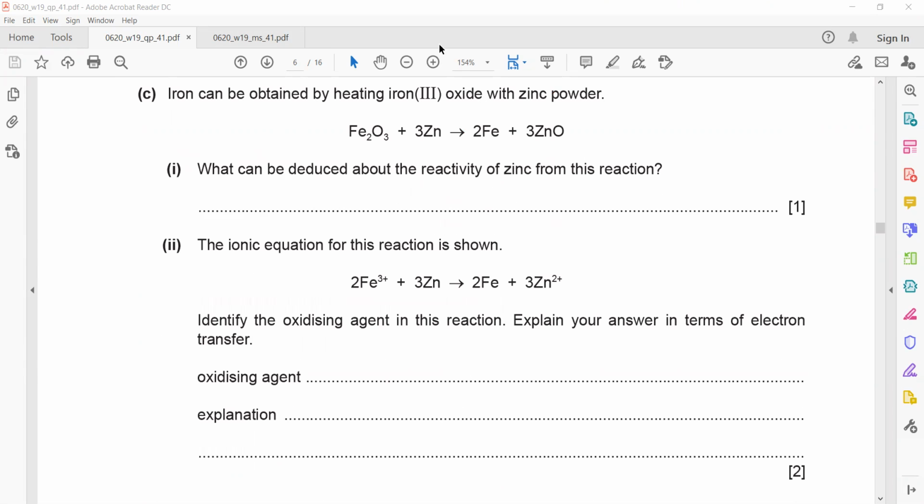Iron can be obtained by heating iron 3 oxide with a zinc powder. What can be deduced about the reactivity of zinc from this reaction? What can you say, which is more reactive? Is zinc more reactive or less reactive?